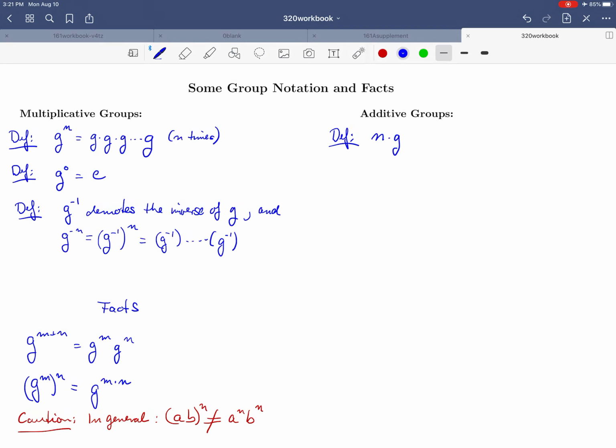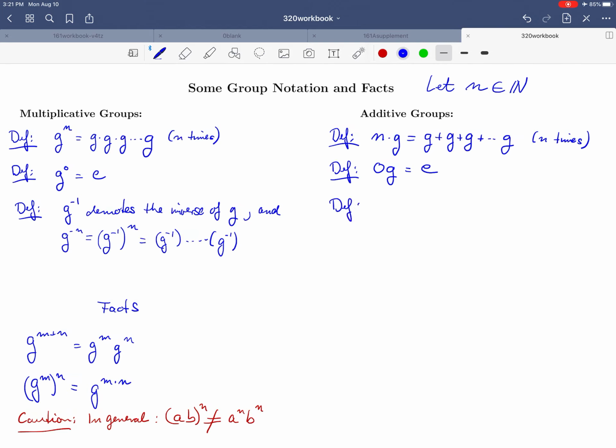So n times g is going to denote g plus g plus g plus g, n times. And I didn't say it yet, but n is just some positive integer. And the positive integers are denoted by that double barred N, so a positive integer. Okay, what else do we have? When we have 0g, that is the identity.